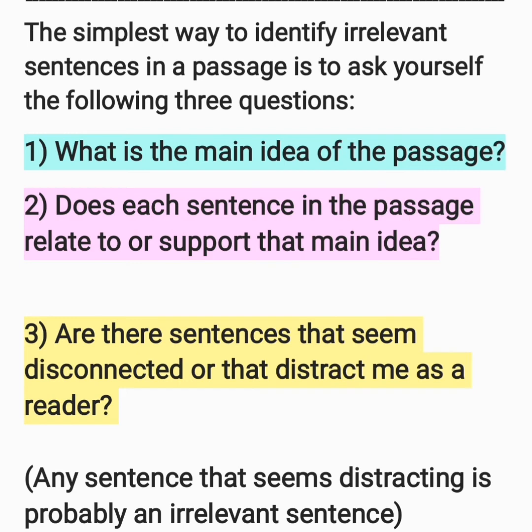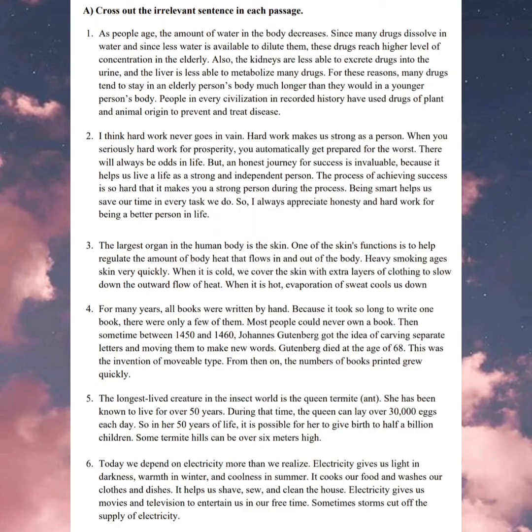And now it's time to practice. You have some passages. Each one has an irrelevant sentence. You have to read each passage, try to find the irrelevant sentence, and cross it. These are the passages that you are going to read. And as usual, I'm going to choose a part and solve it. I'm going to choose the second passage.